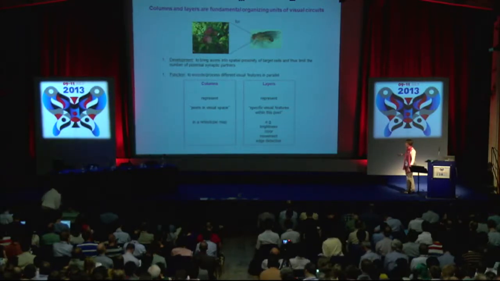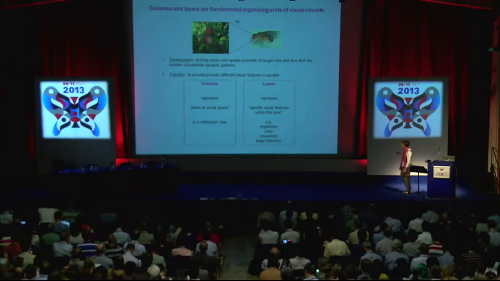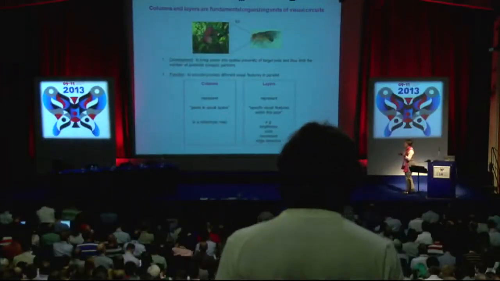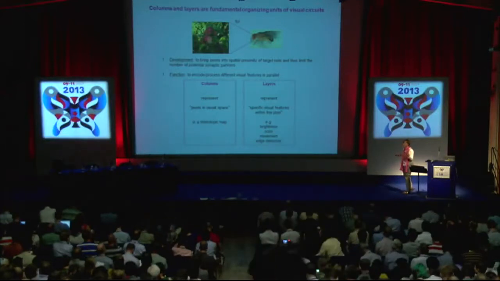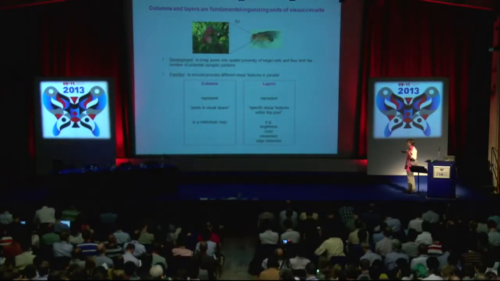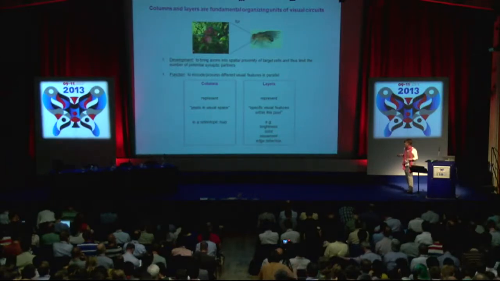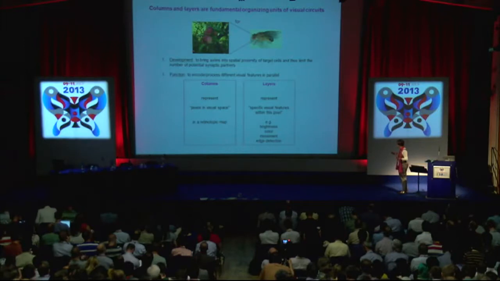And they're also functional units because the columns make it possible to represent pixels in visual space and to build a retinotopic map. And the layers are there because we need to extract out of each pixel different visual information, such as brightness, color, movement, and edge detection. So these units are really quite central to the functioning of the visual system.